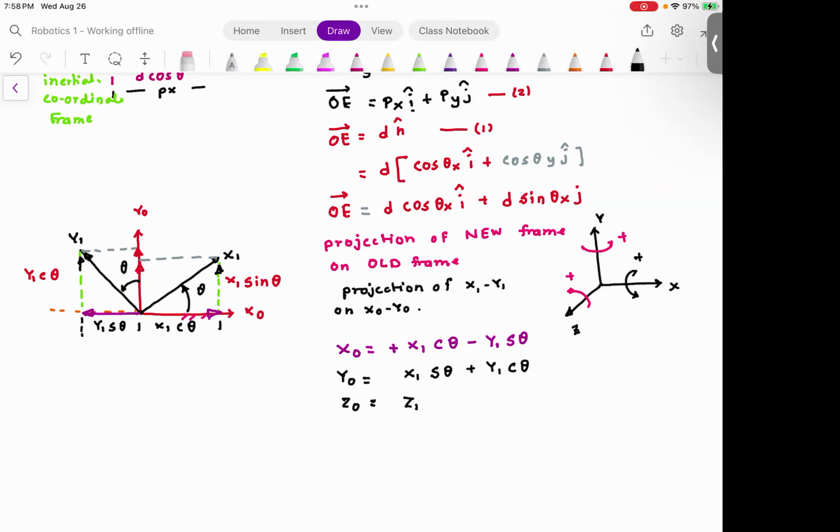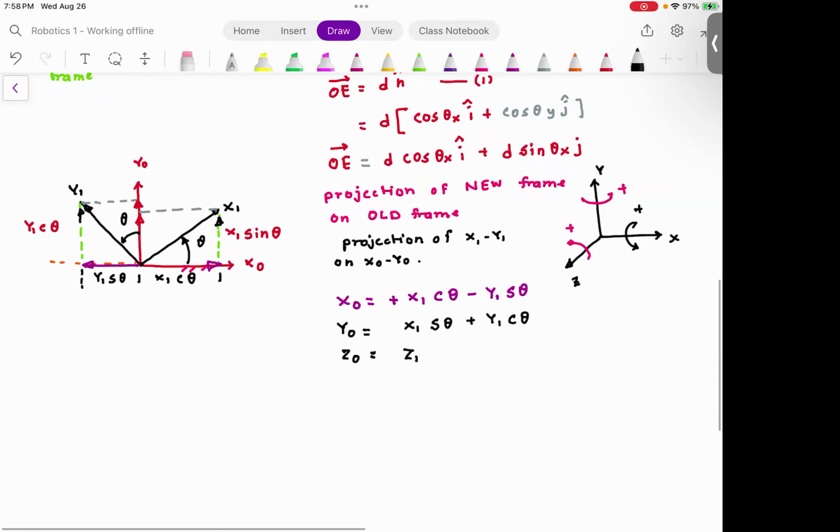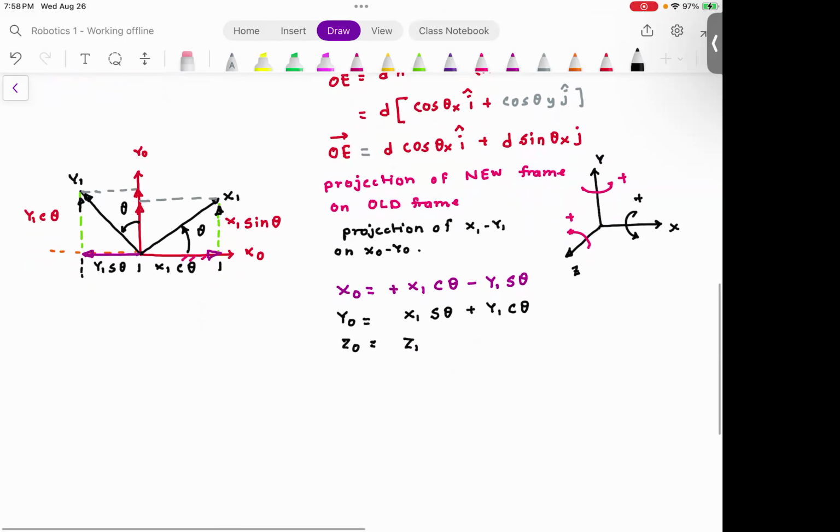Okay. What I want to do is, I have this algebraic equation. I want to write this as a matrix vector equation. How do I do that? This can be done something like this. I would say x0, y0, z0.